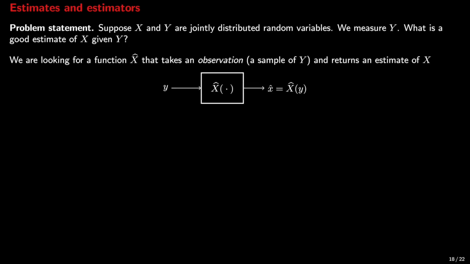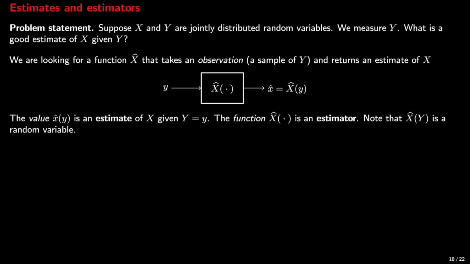In other words, we're looking for a function big X hat that takes in an observation of y, a measurement or a sample of y, that is to say, and returns an estimate of x. This is illustrated in this figure. An estimator is exactly this mechanism. The estimator takes a sample little y and produces a value little x hat using the function big X hat. Little y is a realization of the random variable y. It is the value of y for some omega.